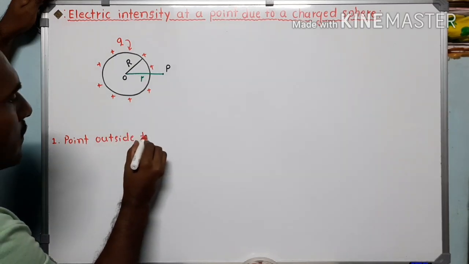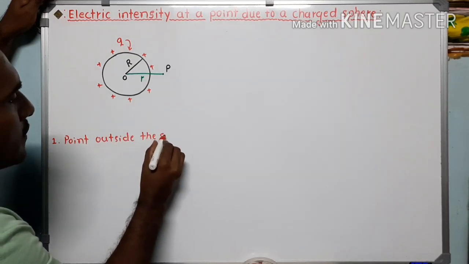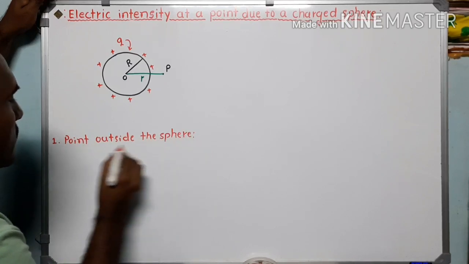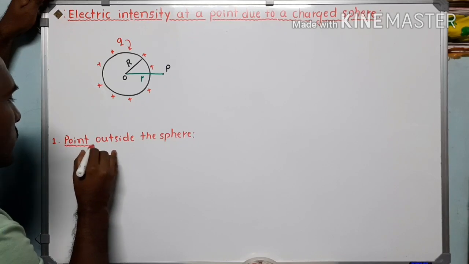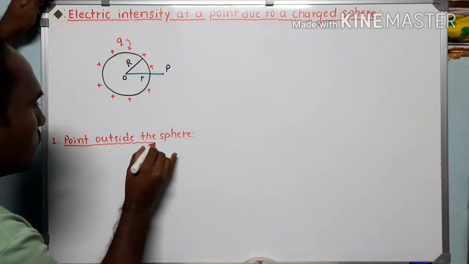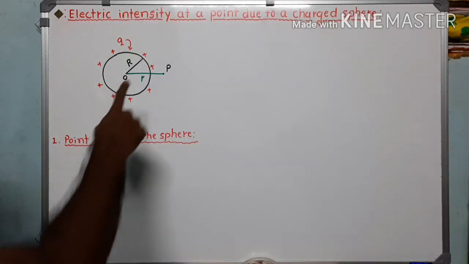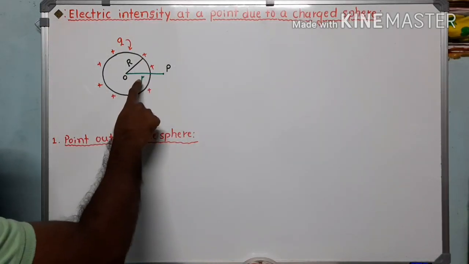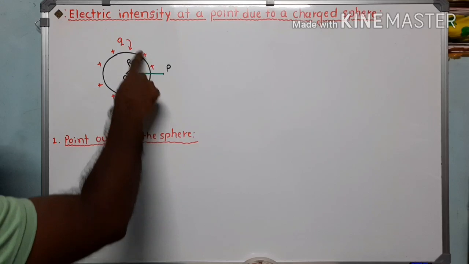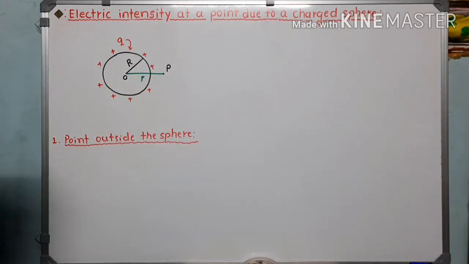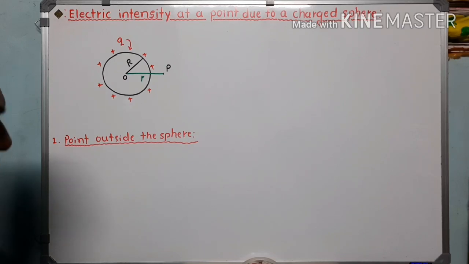Case one: point outside the sphere. Let P be a point outside the sphere at a distance r from the center O of the charged sphere. My dear students, if you want to find electric intensity at a point P, you have to imagine a sphere, a closed surface.